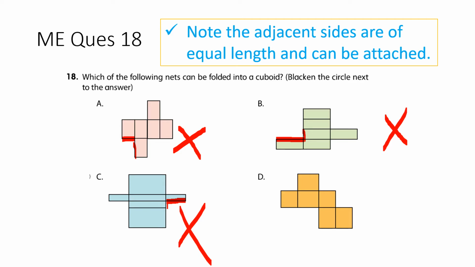And then we look at D, so you can check. So let's say this one, yes. Maybe another pair, yes. Then after checking all, you will find that D will be the correct answer. It can be folded into a cuboid.